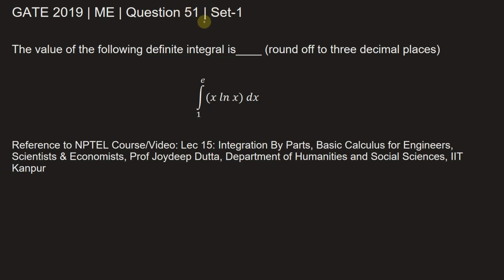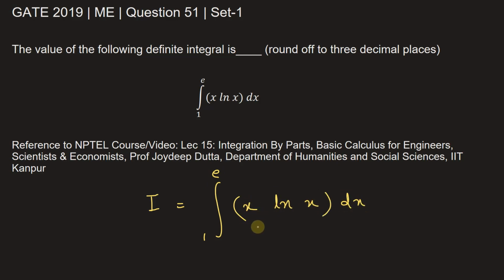This is question number 51 of set 1 of GATE Mechanical Engineering 2019. The question says, the value of the following definite integral is, we are given the integral from 1 to e of x ln x dx, and we need to find the value rounded off to 3 decimal places. So the given integral here is I equals the integral from 1 to e of x ln x dx.